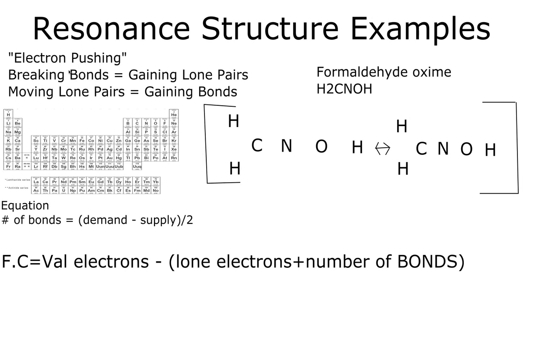We can either break bonds to gain lone pairs on an atom, or we can move lone pairs off an atom to create bonds. And when we do this, we'll cause differences in charges. And it will make a lot more sense once I complete this example.